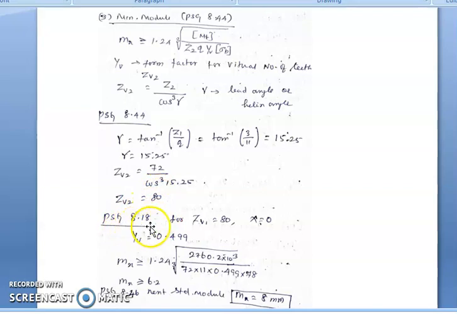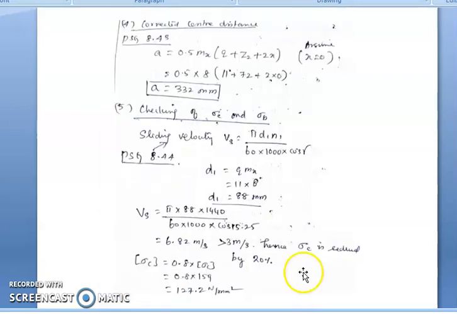So from page number 8.18, as usual in previous designs of other drives, ZV equal to 80, X is equal to 0, YB we can get it as 0.499. By using all these values, the minimum module is greater than or equal to 6.2. From page number 8.46 or from page number 8.2, we can identify the next standard module as 8 mm. Then the actual center distance. Similarly, at page number 8.43, we have a formula for the actual center distance. Here we have all the values. So by substituting, we can predict it as 332.